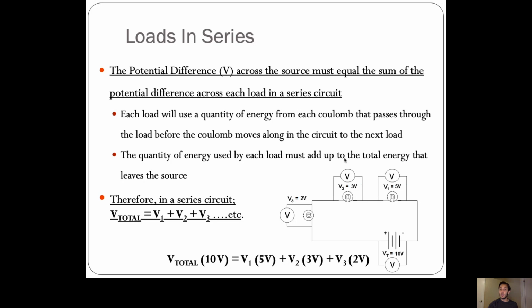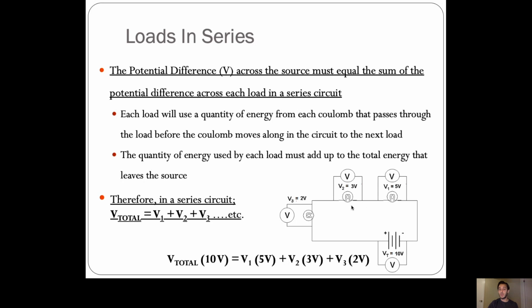And so that energy is used. So 5 volts is used. You can think of it like that. Then we move on to the next light bulb, and maybe it's a smaller light bulb. Okay. The potential difference drop here is 3 volts. And so that represents the quantity of energy that was used to light that light bulb. Okay. And then if we get to our third light bulb, maybe it's an even smaller light bulb, the potential difference drop there is 2 volts. So that's the quantity of energy that's used to light that third light bulb.